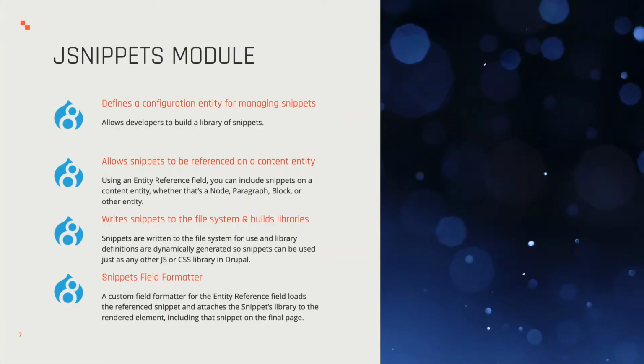So this led me down the path of creating a module called JSnippets. I developed this as a custom module for a client project, and then I abstracted it and have contributed it back. So this is on Drupal.org. You can check it out. You can use it if you want to, or you can just look at it as an example of what some of the possibilities are. The module defines a configuration entity for managing the snippets that allows developers to build our library.